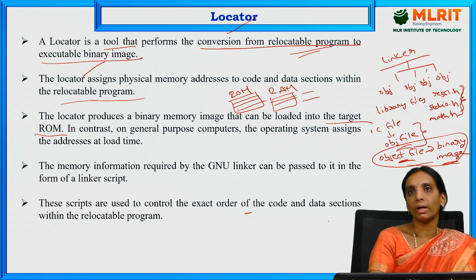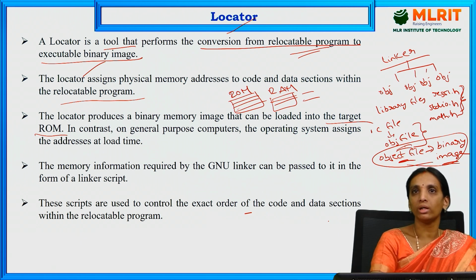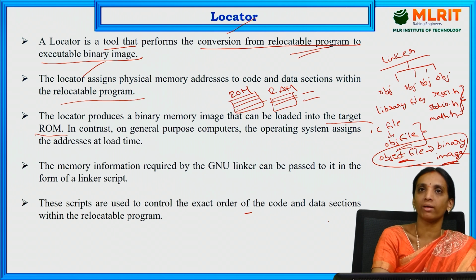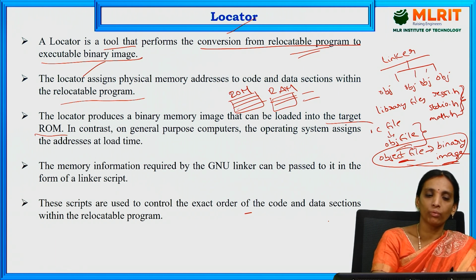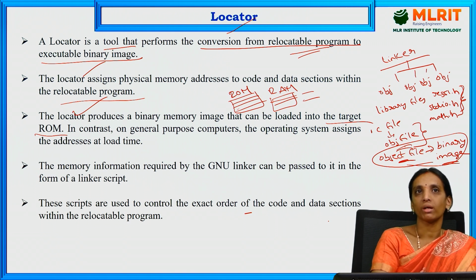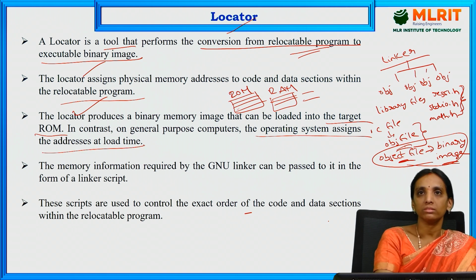Once the binary image is created and loaded into the target machine, it cannot be modified, because it is a programmer-level application program only, so it cannot be modified by any user. Therefore, once it is loaded into the target machine, it cannot be modified. Before creating the binary image, we need to check thoroughly about that binary image. The locator produces that binary image which is loaded into the target machine. In contrast, the operating system assigns addresses to each process or each instruction.